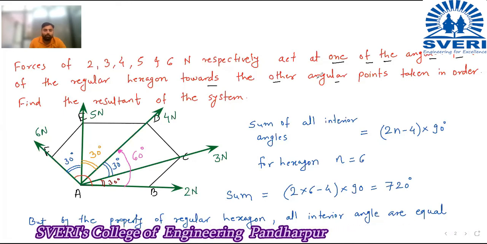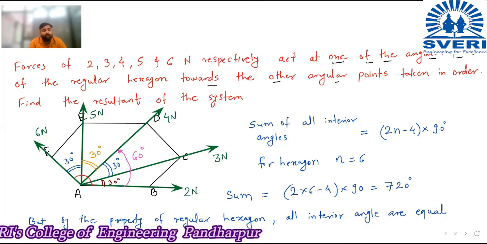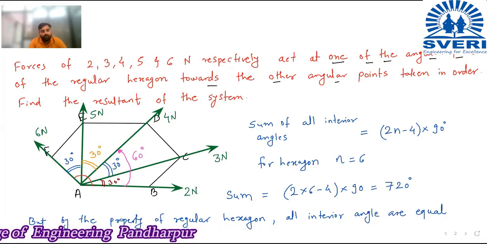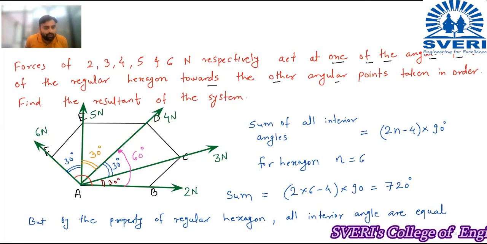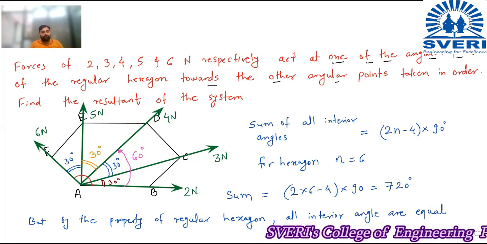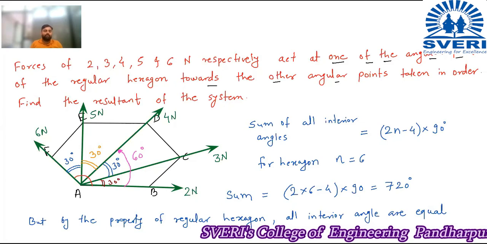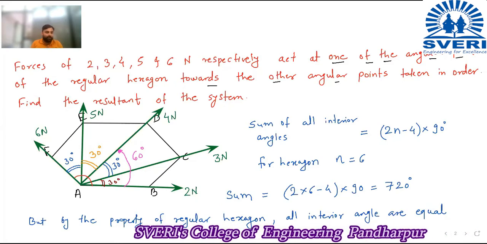Okay, so now you tell me for 6 Newton, what angle we should take? 120. So for 6 Newton, 120 angle, but can we take 120 angle for the resolution of the force? Now we want to resolve the 6 Newton force. That is why we are finding out the angles.